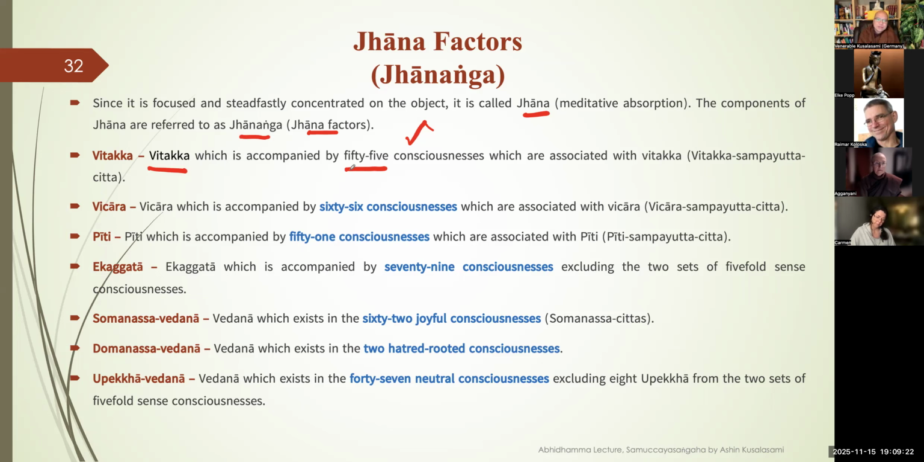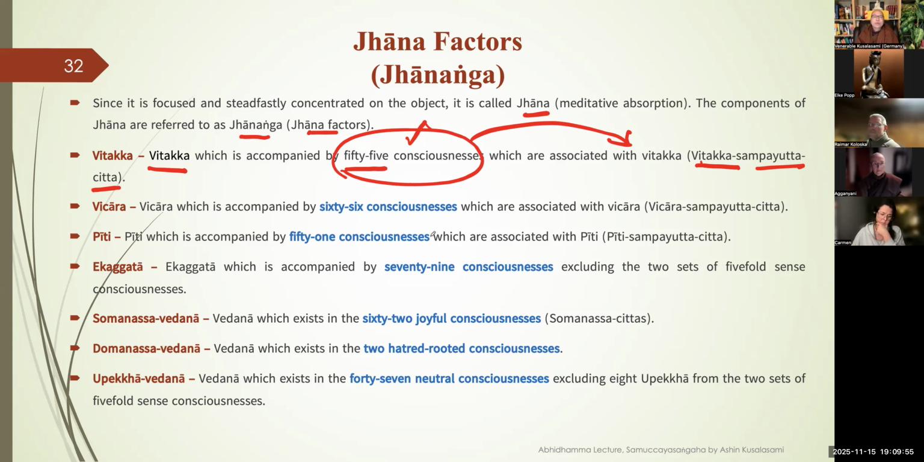And in reverse, if we look at these 55 consciousness, they are always together with the Vitaka. So that's it. And here too, Vitaka Sampayutta Citta. Why I put it here is, when you study the Abhidhamma in advanced texts, or when you read Buddhist texts, you will sometimes find this kind of Abhidhamma term, Vitaka Sampayutta Citta. So what is a Vitaka Sampayutta Citta? These are the 55 consciousness.